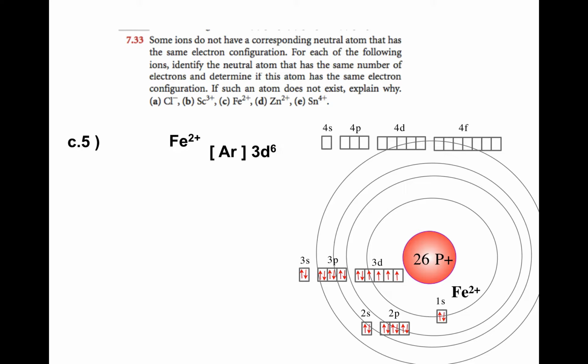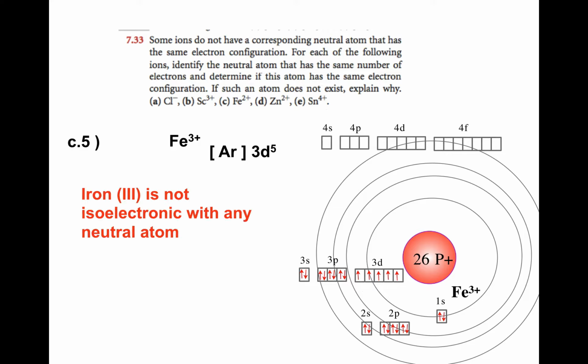If we're looking at C.5, I made this one up. I want to do iron 3+. I'd be digging that 1 electron out that's paired up in the 3d. That's the one that would be removed to give me a 3+ charge. And again, iron 3+ is not isoelectronic with any neutral atom.